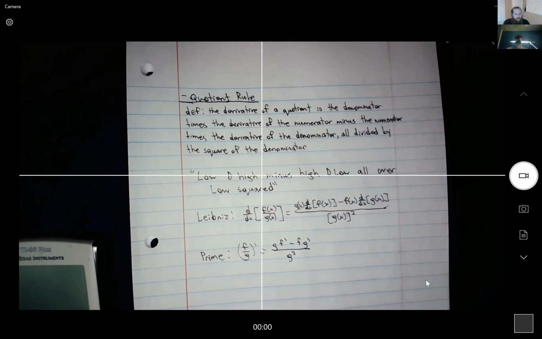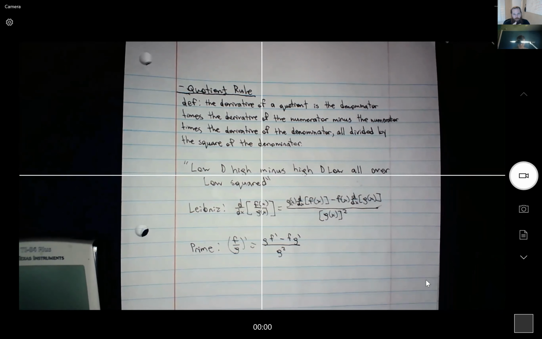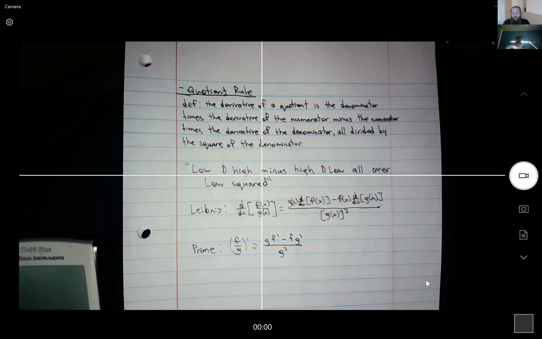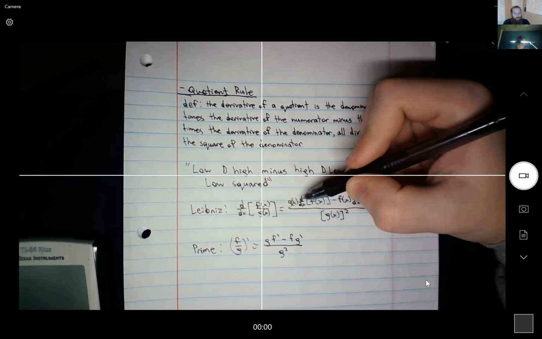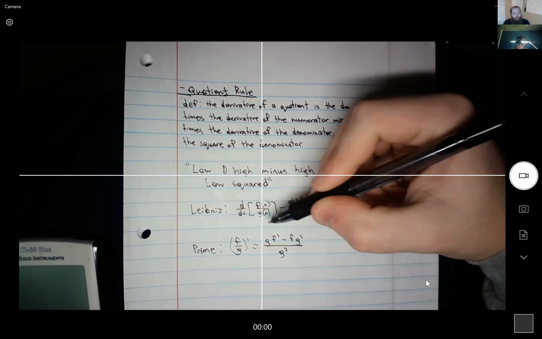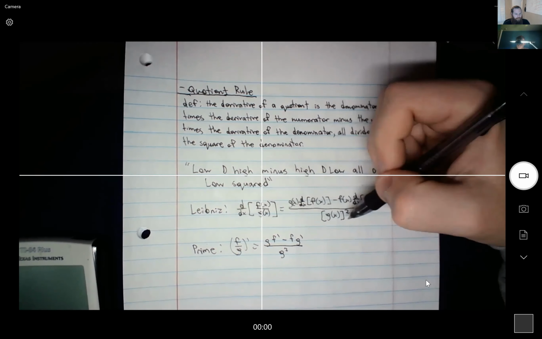Very good. And that mnemonic is going to be your best friend: low d high minus high d low over low squared. This rule is so complicated, we try to avoid it as much as we can. But that little mnemonic is the way that 99.9% of people are able to remember this correctly. So low is g of x, so low d high f of x, minus high f of x d low g of x, all over low squared.